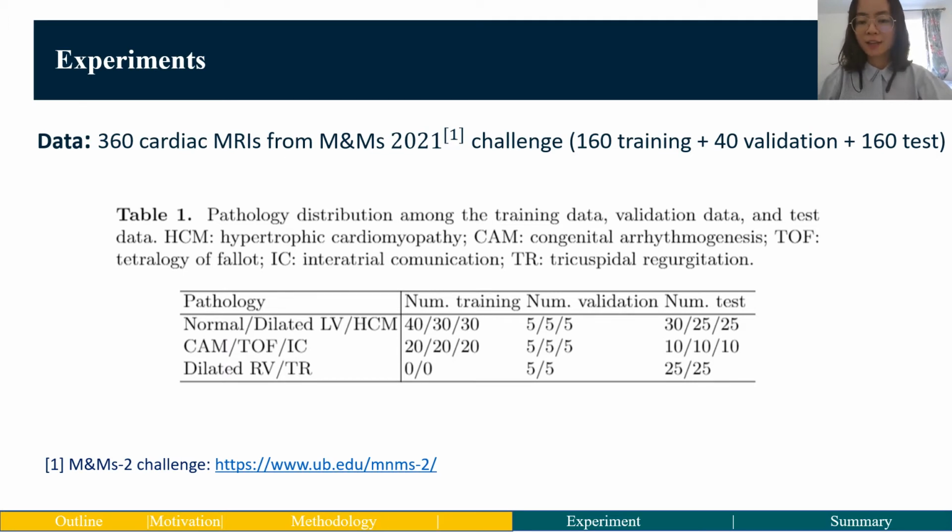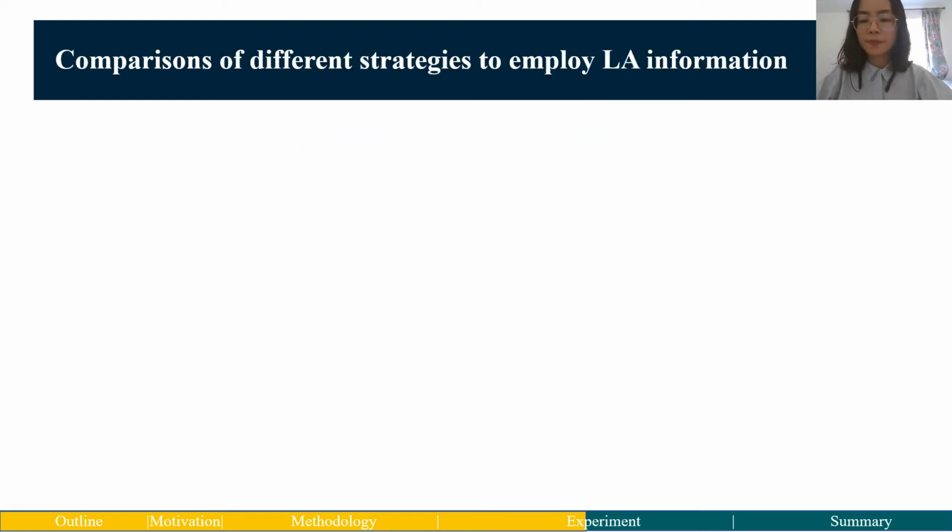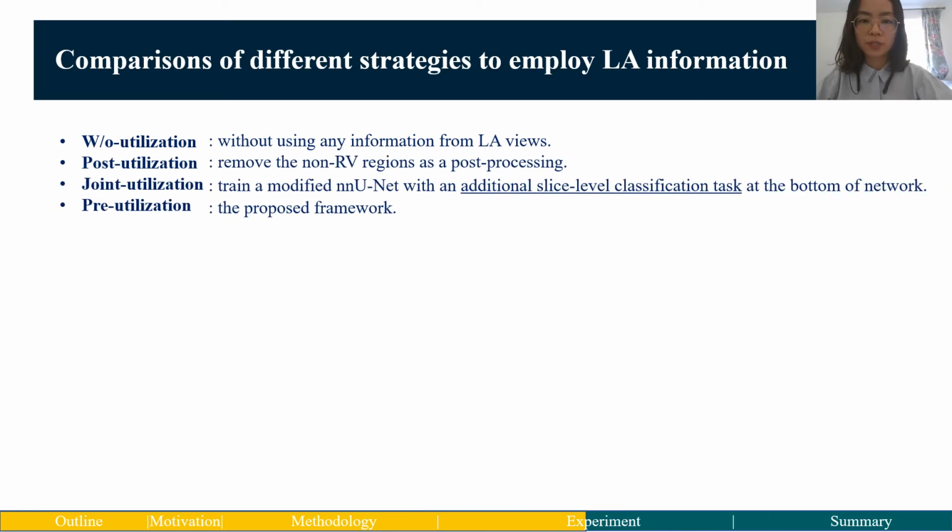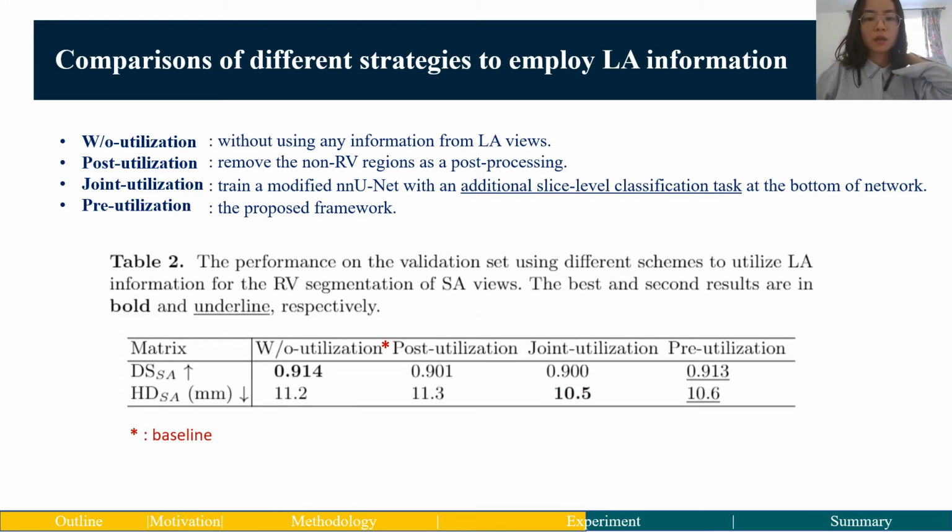The dataset utilized in this study is from the M&M-2 2021 challenge. The challenge dataset consists of 360 subjects. As Table 1 shows, there are 2 unknown pathologies during the training stage, which can be used to evaluate the generalization ability of the proposed models. We implemented a baseline scheme and 3 utilization strategies to employ LA information for the segmentation of the SA view. Table 2 presents the results of different strategies on the validation set.